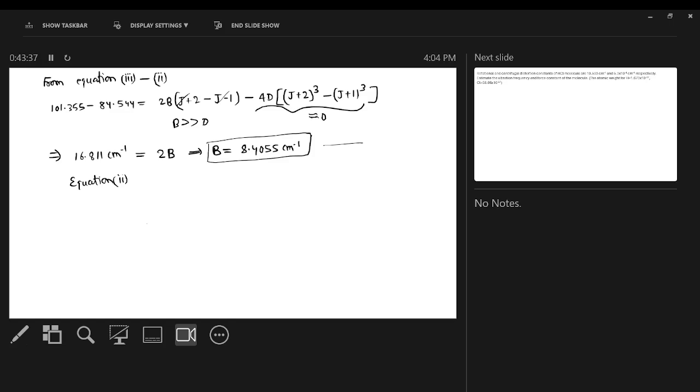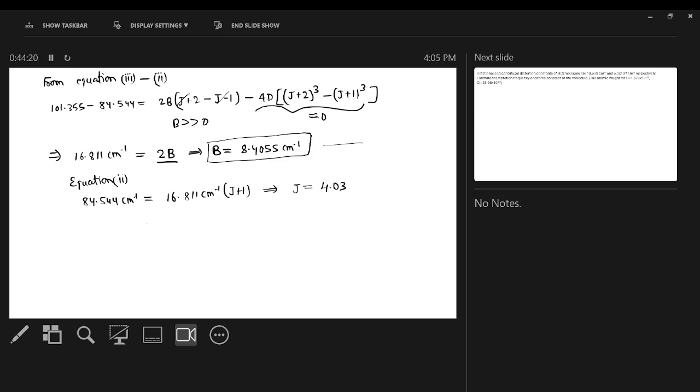So equation 2 is some 84.44 centimeter inverse equal to 2b. We got 16.811 centimeter inverse and then j plus 1, after ignoring the d term, because as I already explained, the value of d is very small compared to b, so the second term we are ignoring in equation 2. Okay, so by solving this, we got j is equal to 4.03.